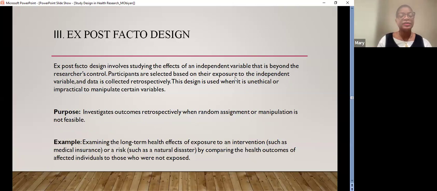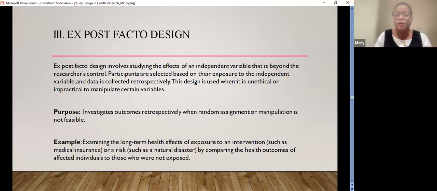Ex post facto design. This research design method studies the effects of an independent variable that is beyond the researcher's control. So it investigates outcomes retrospectively when random assignment or manipulation is not feasible. So ex post facto is retrospective in nature. It examines exposure to a protective factor or an intervention in relation to an outcome. So they're not just undertaking the intervention; the intervention or the program had already been implemented.